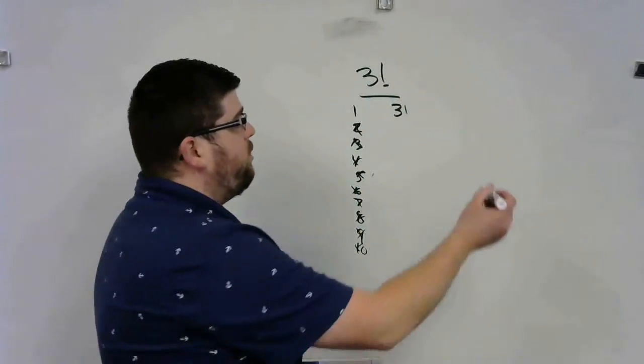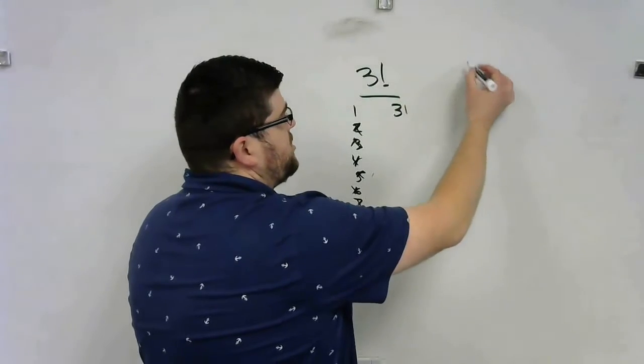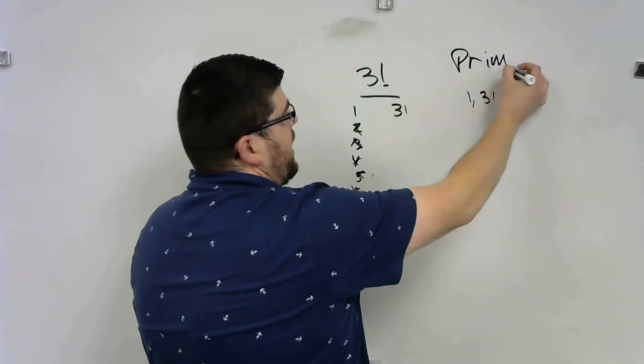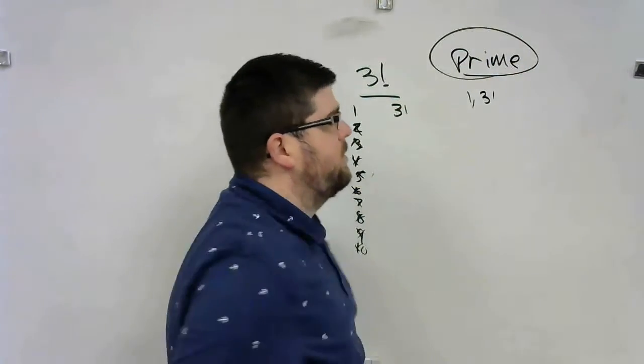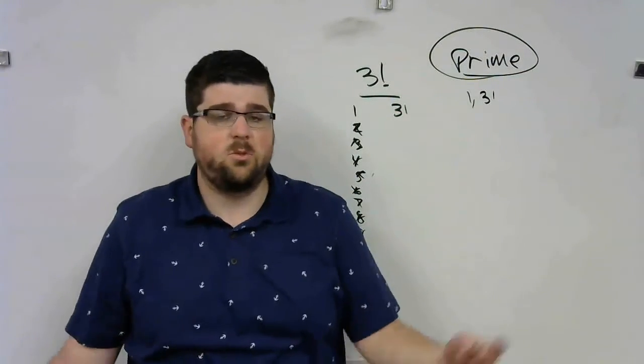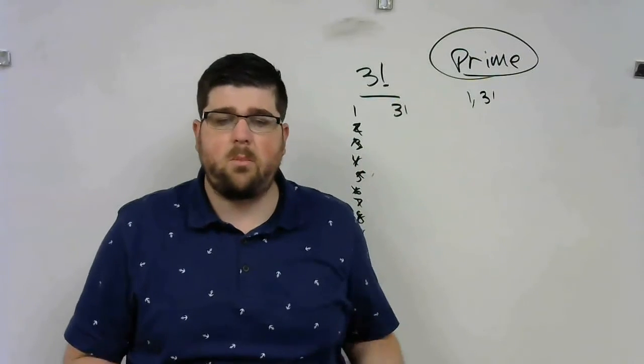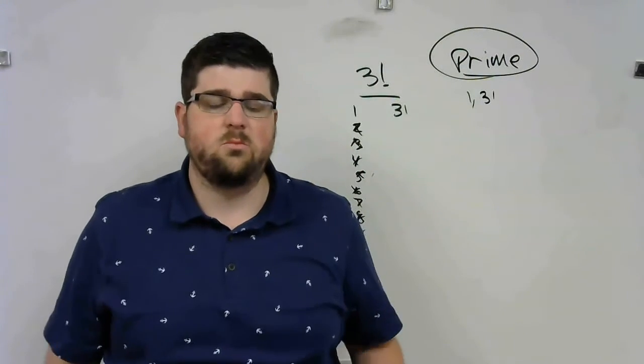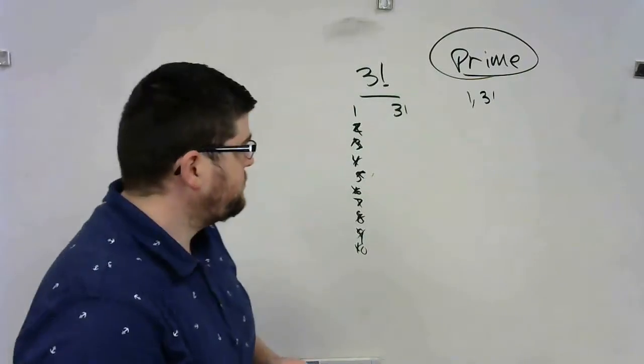So the only factors are 1 and 31, which means that it is a prime number. Prime numbers only have 2 factors, 1 and the number. That's what makes them prime. If it's not a prime number, then it's composite. Composite means that it has more than 2 factors.